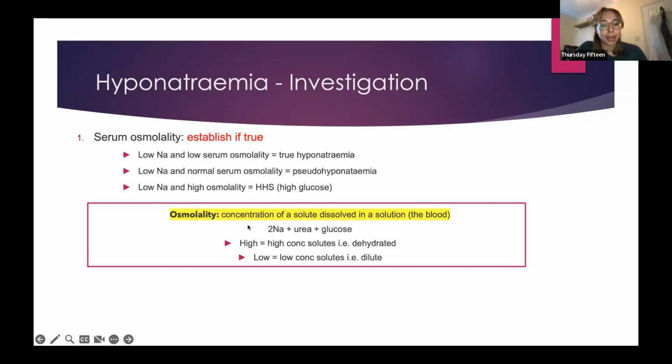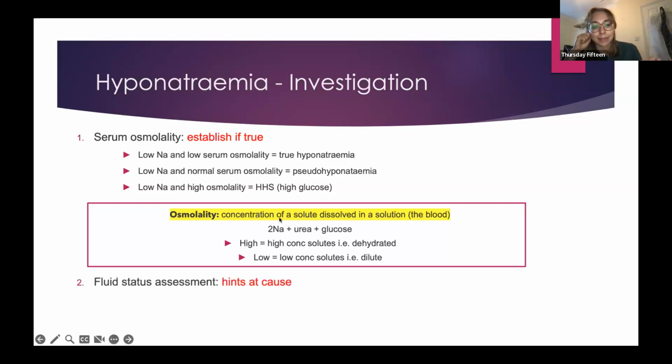If you have a low sodium and a high osmolality, so a low sodium and you're quite dry, then it could be something like HHS, so that's hyperosmolar hyperglycemic state. If you look at the equation, a high osmolality would mean that your glucose level is very high, and that's what's bringing up the osmolality. So low sodium, high osmolality, it's probably HHS. Low sodium, normal osmolality, it's not low sodium, it's just a pseudo hyponatremia because you've got lots of lipids and proteins. If you have a low sodium and a low serum osmolality, that is a true hyponatremia.